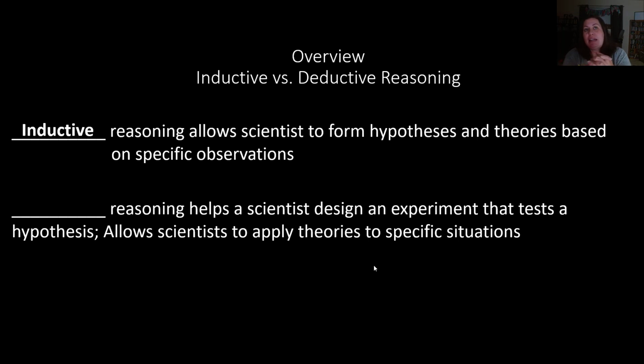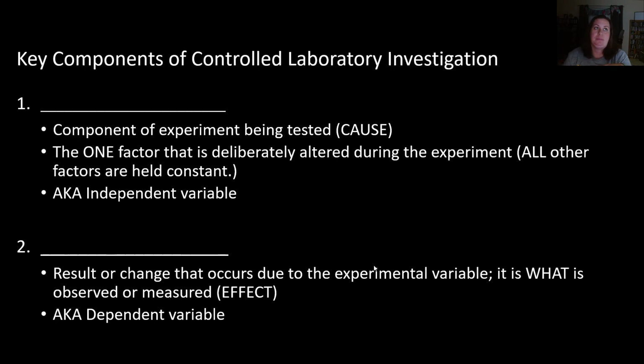Now, inductive reasoning allows the scientist to form a hypothesis and theories based on a specific observation, whereas deductive reasoning helps the scientist be able to design an experiment and test their hypothesis. Now, when we come up with an experiment, there are some things we got to make sure are present. The first is the experimental variable.